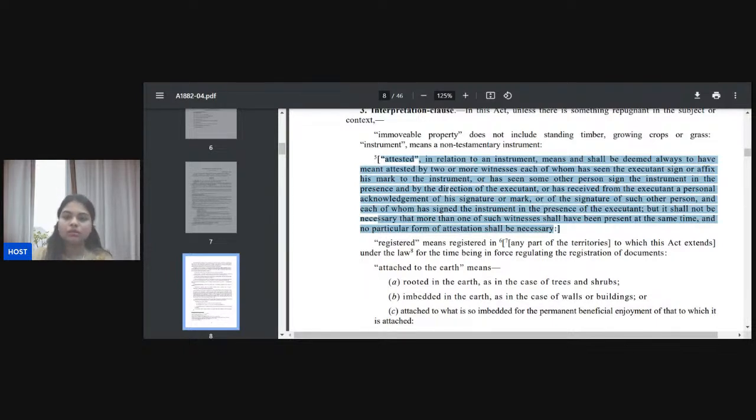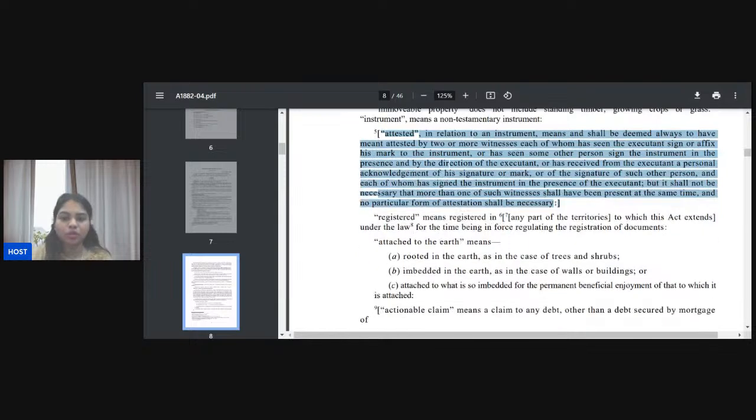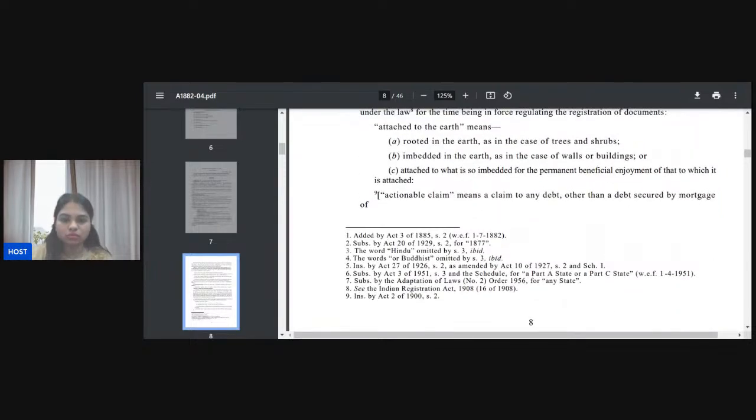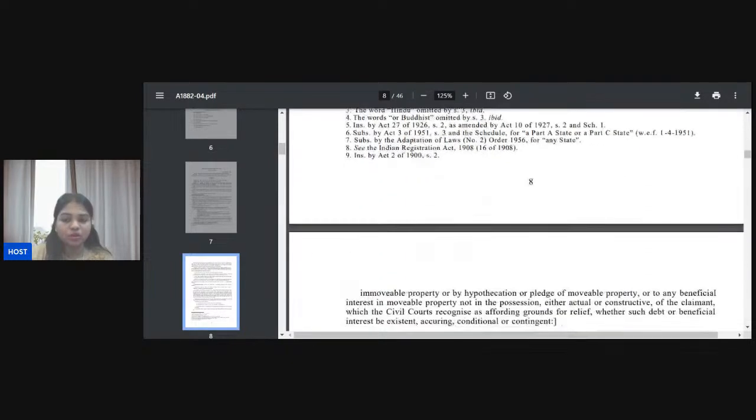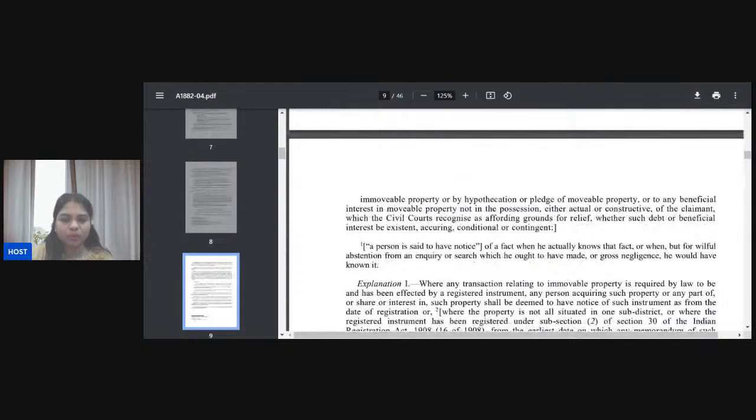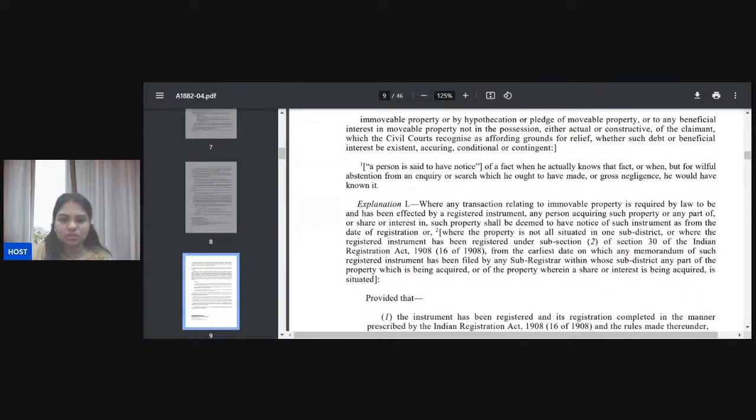Now what is actionable claim according to the definition? Actionable claim means a claim to any debt other than a debt secured by mortgage of immovable property or by hypothecation or pledge of movable property, or to any beneficial interest in movable property not in possession, either actual or constructive, of the claimant, which the civil courts recognize as affording ground for relief, whether such debt or beneficial interest be existent, accruing, conditional or contingent, right?